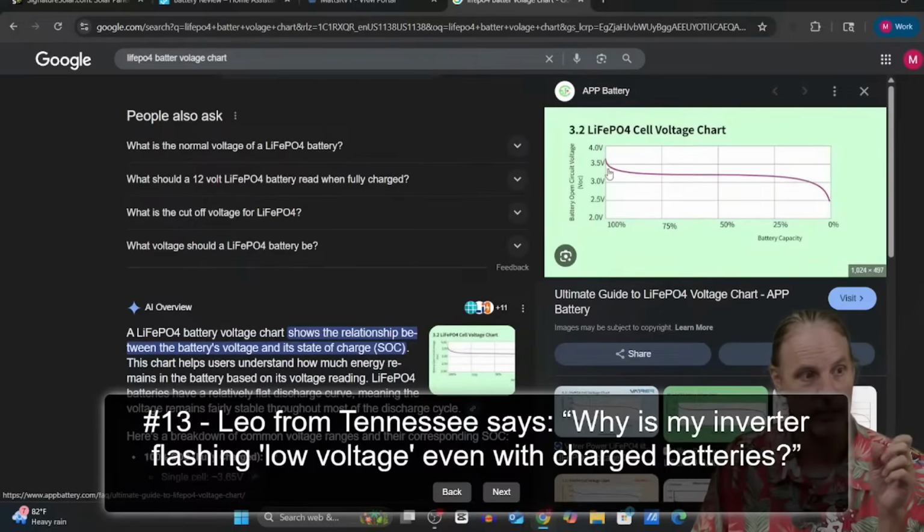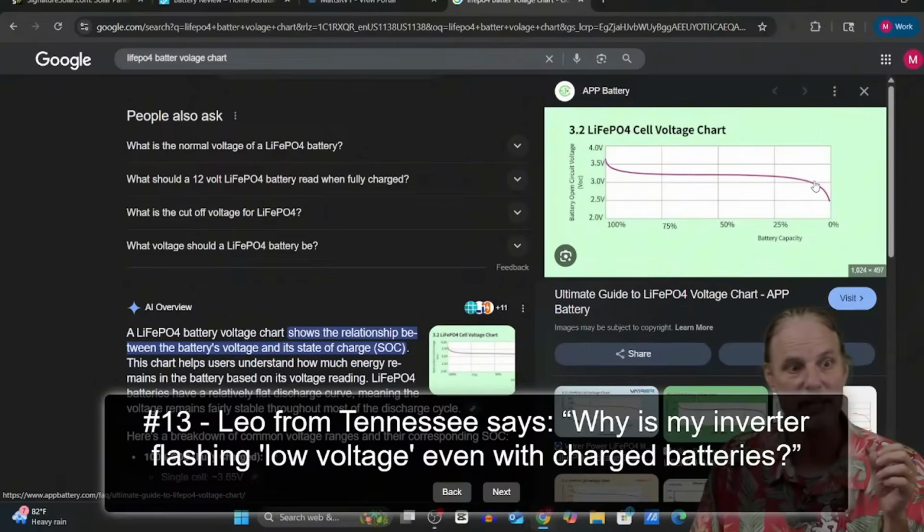The knee from here at the top is where it hooks and curves up and goes from being 3.3 volts all the way up to 3.6 volts within a few percentage points of charge. Or here at the end of the battery, where it goes from being just a normal battery to practically dead.